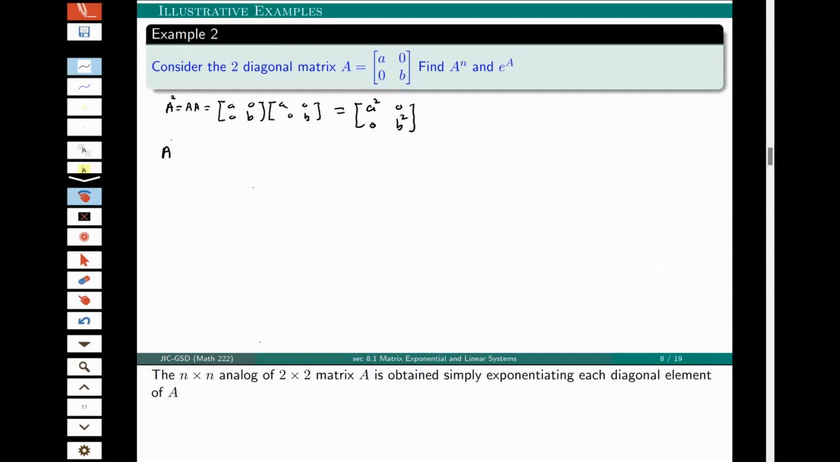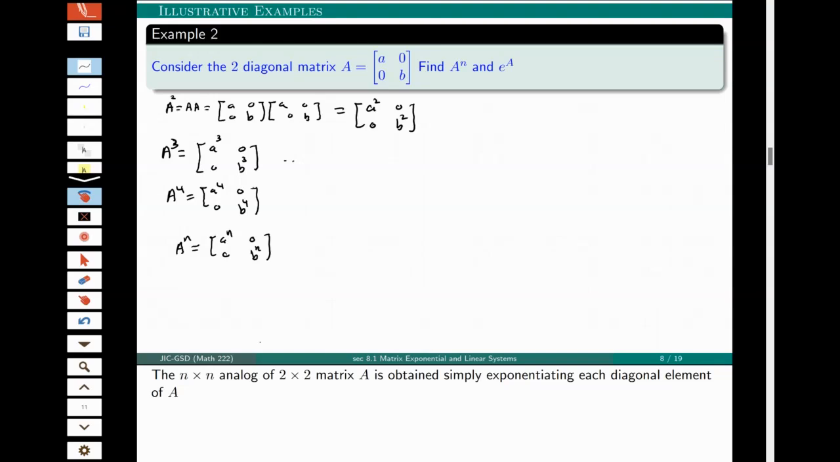Now, of course, when I multiply now a cubed, what I will expect is a cubed 0 0 b cubed, and so on. A to the power 4 will be a to the power 4 0 0 b to the power 4. So if I say a to the power n, it will be a to the power n 0 0 b to the power n.